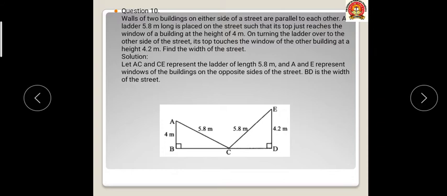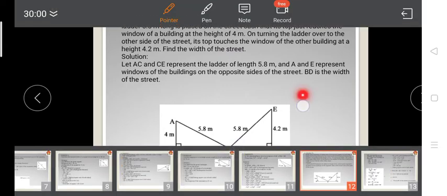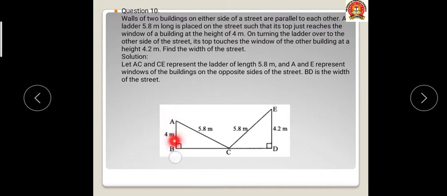Okay, now just see AB parallel to ED, they are the two buildings, they are parallel to each other, and EC is one of the ladders placed at 5.8 meters long. The length of the ladder is 5.8 meters on the street. Its top just reaches the other building at a height of 4 meters. Okay, according to this we drew the diagram.